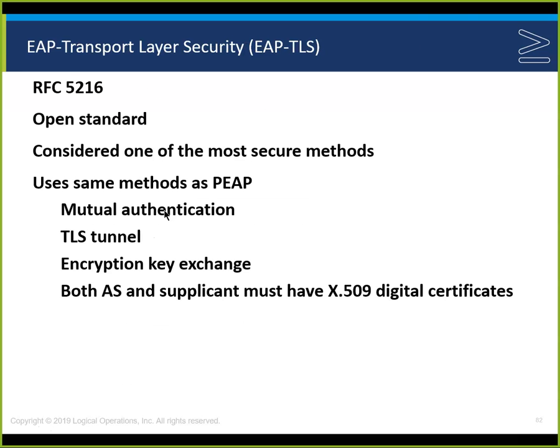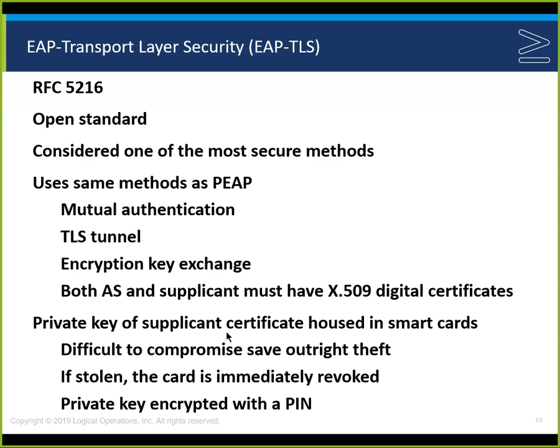EAP-TLS, open standard, considered one of the most secure protocols, uses the same methods as PEAP, the TLS tunnel and encryption key exchange. Both the authenticating server and the supplicant must have X.509 digital certificates. One of the differences between this one and PEAP is that both have the certificates, mutual authentication, so that each of them is assured that the other one is who they claim to be. The private key of the supplicant certificate can be housed on smart cards, difficult to compromise and safe from outright theft.